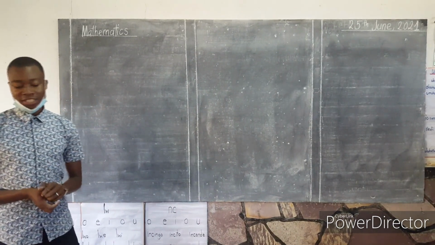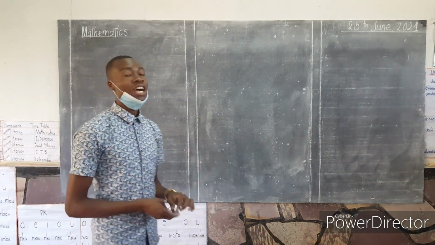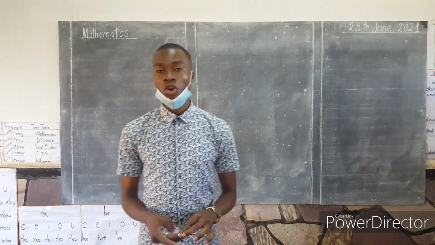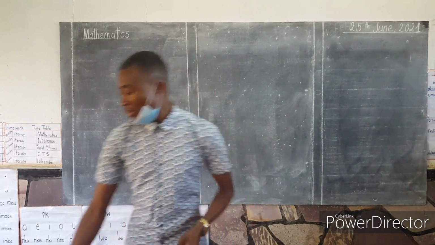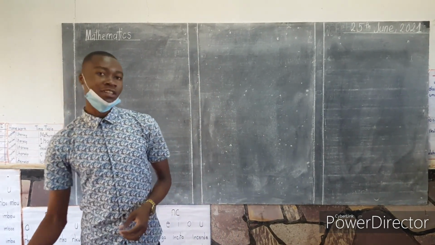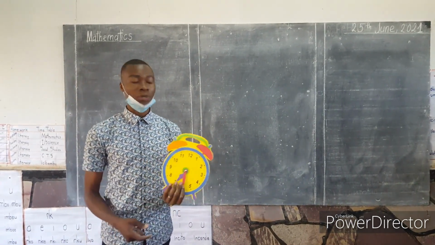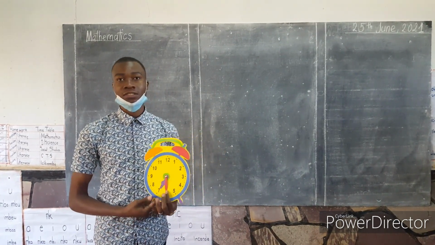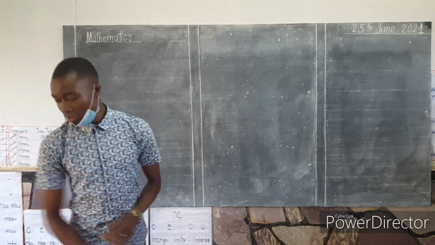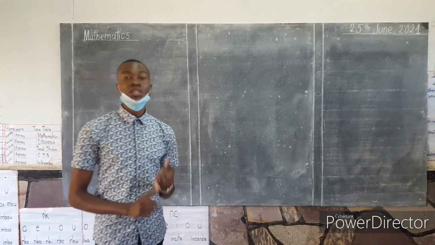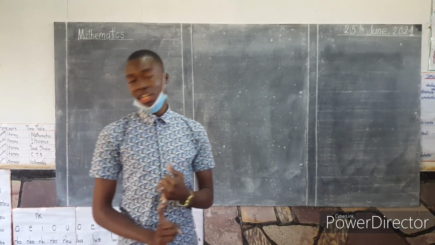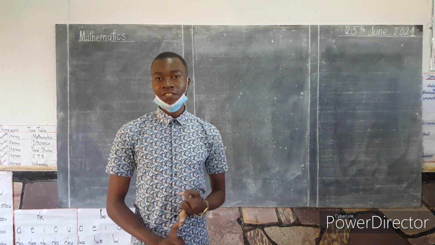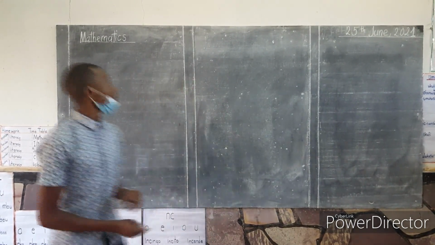Okay, now today I want us to look at how we can tell time on a clock. So here with me is a clock that is going to guide us as we proceed with our lesson. So we're going to look at how you can tell time in the morning as well as in the afternoon.